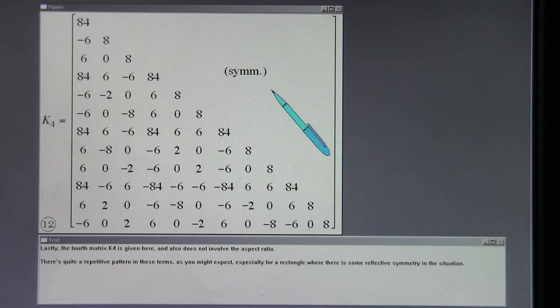There's quite a repetitive pattern in these terms, as you might expect, especially for a rectangle where there is some reflective symmetry in the situation.